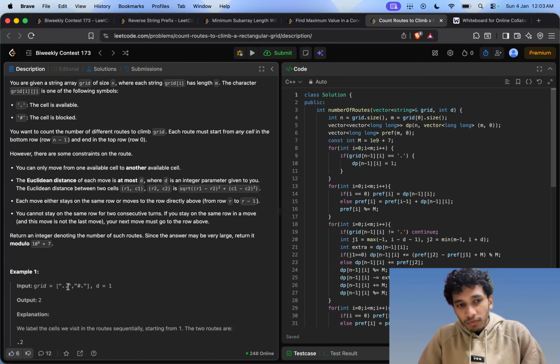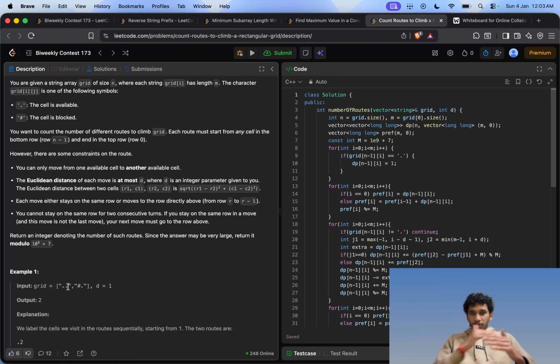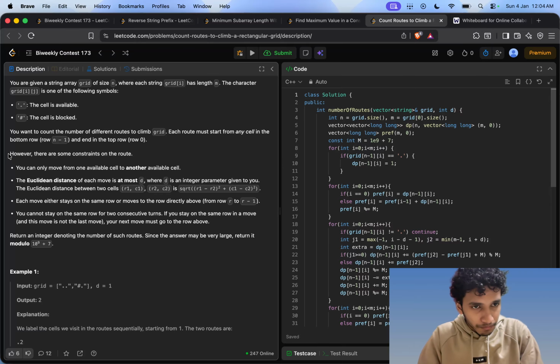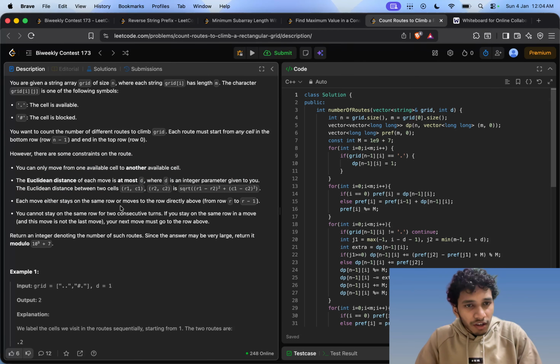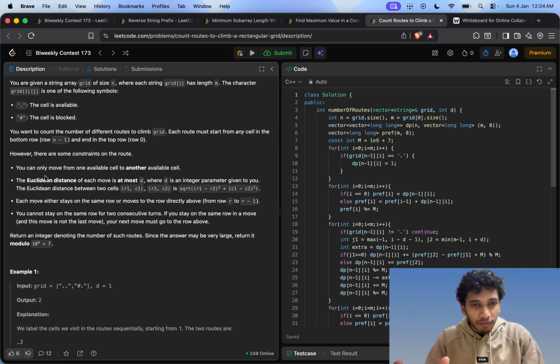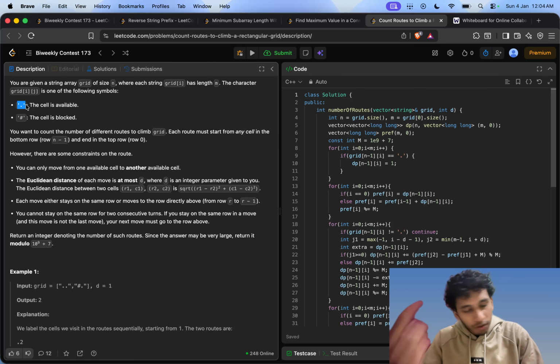Okay, so there is a grid. We have some rows, and we want to climb from the lowest row to the highest row, such that there are some available cells and there are some blocked cells. This is the part of the question discussed so far. However, there are some constraints on the route. You can only move from one available cell to another available cell. Available is dot. You can move from one dot cell to another dot cell.